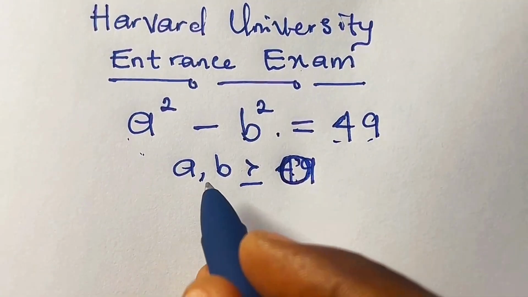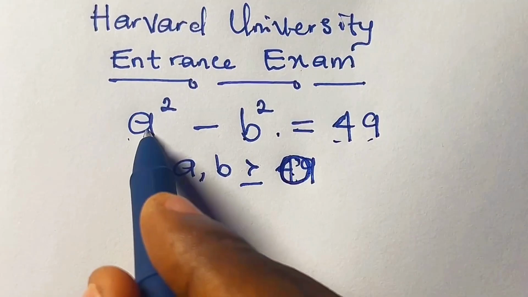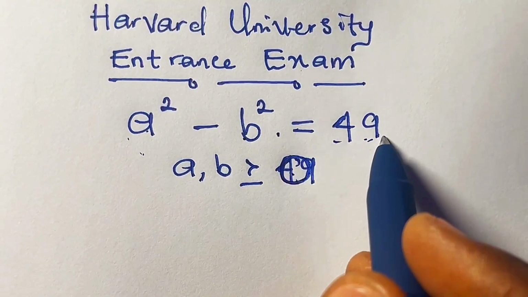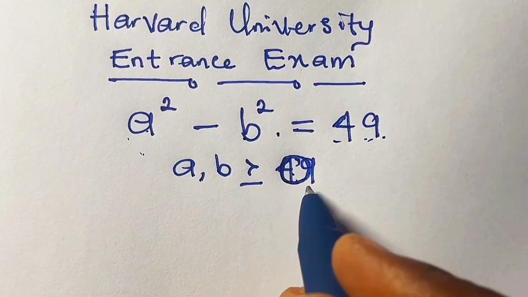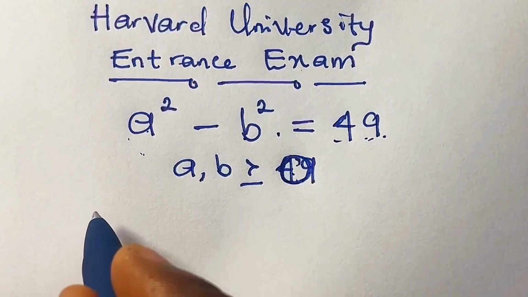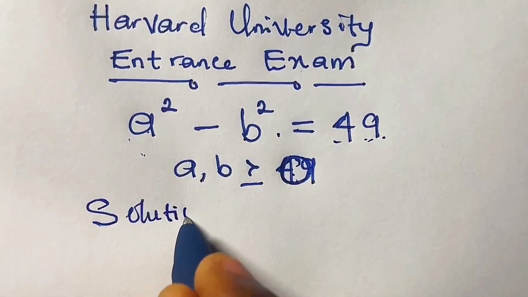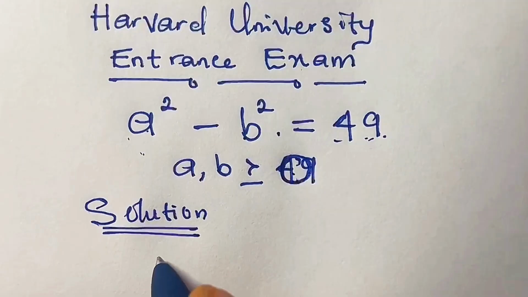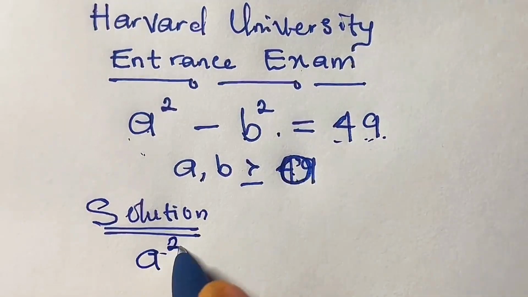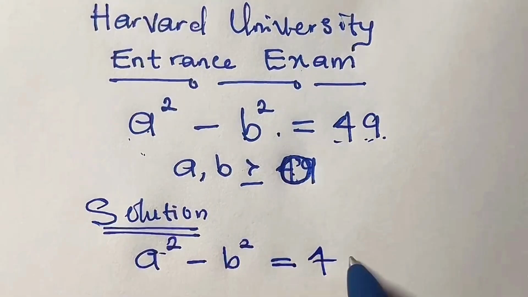Hi guys, welcome. We want to solve for a and b in a square minus b square equals 49, given a and b greater than or equal to 0. So let's say solution. We have a square minus b square equals 49.